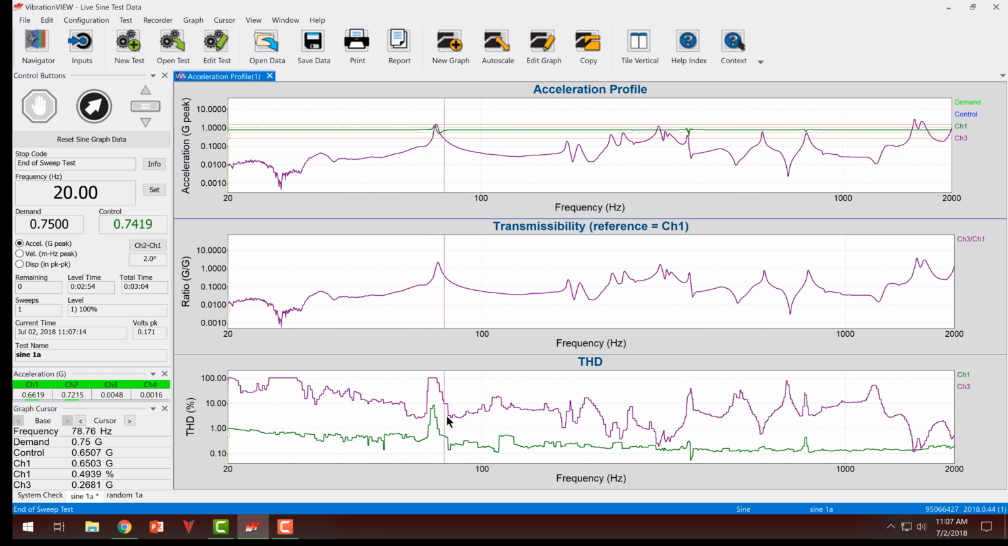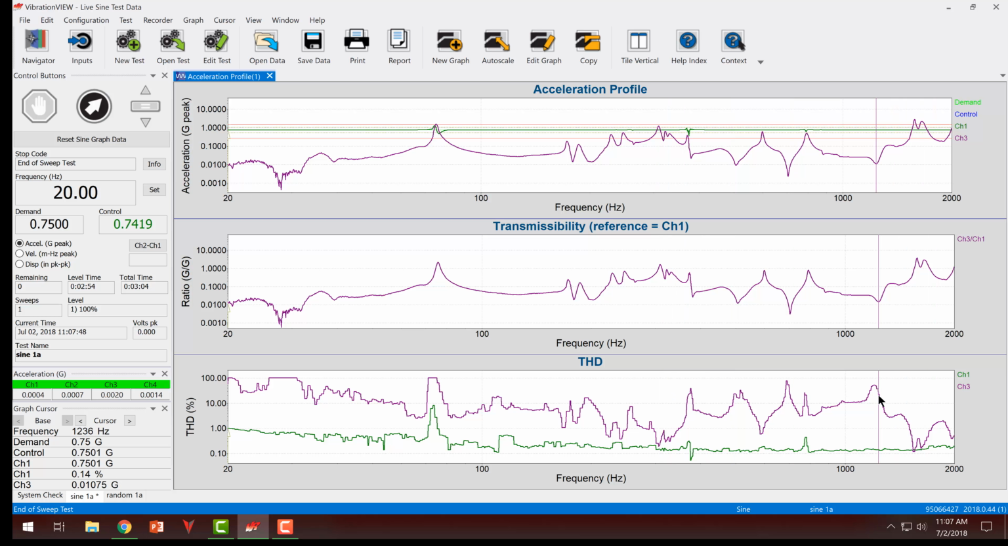And remember, we showed you this one peak. This is that peak because there's a resonance here that we're having a little trouble controlling through. And we can see that resonance on the transmissibility graph and on the acceleration profile. But channel 3 is showing us that that other axis has quite a high THD.